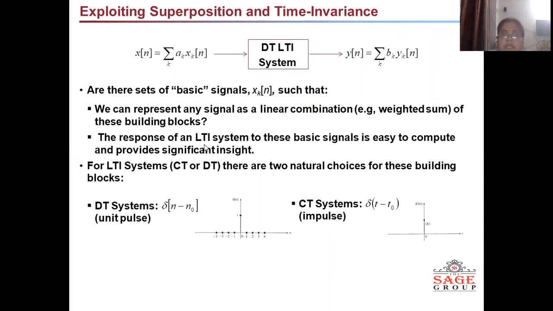The response of an LTI system to these basic signals is easy to compute and provides significant insights. For LTI systems, there are two natural choices for these building blocks. Here, we have taken, for discrete time systems, the unit impulse function, so delta[n] shifted by n naught. Whereas in continuous time systems, we have taken the impulse and n is replaced by small t, which represents continuous time signals.